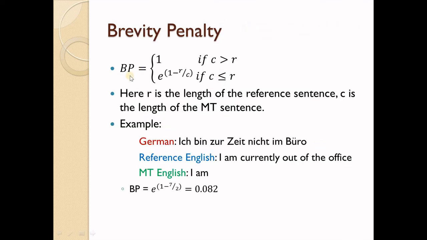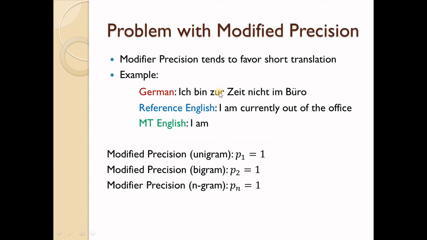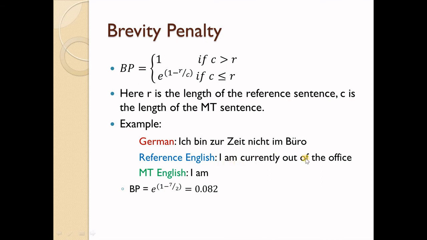So here we are using a BP for this. So what does it suggest? First of all, what C means, what R means. Here, R is the length of the reference sentence, and C is the length of the machine translated sentence. If C is greater than R, that means the number of words in the machine translated English is greater than the reference English, then BP will be 1. Otherwise, BP will be e to the power 1 minus R by C.